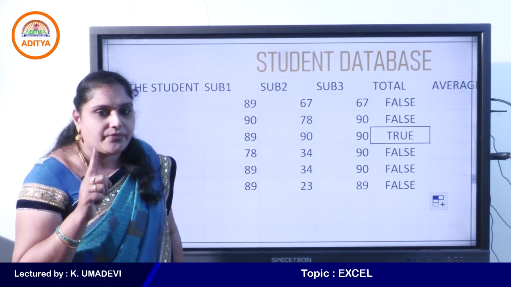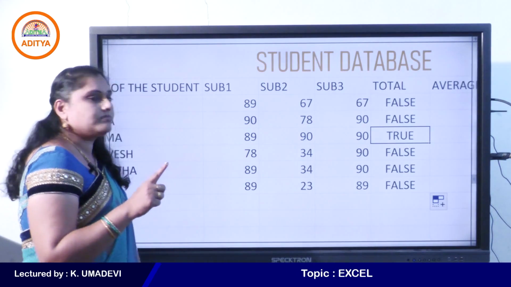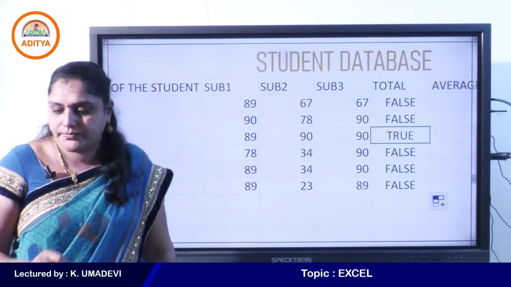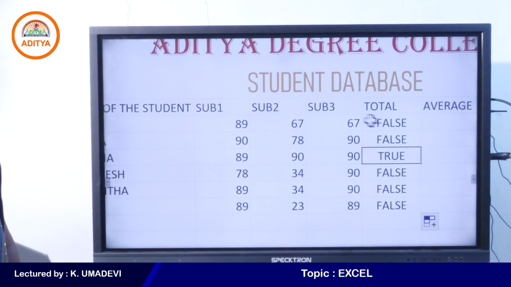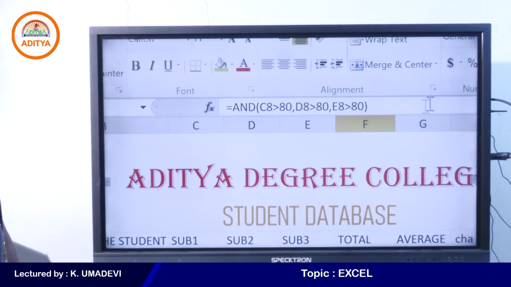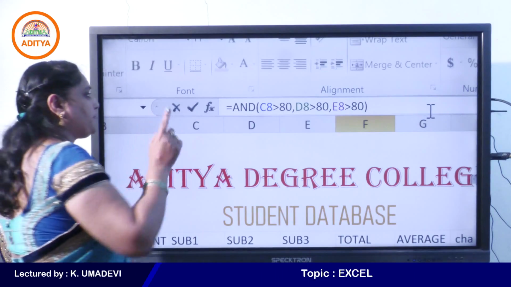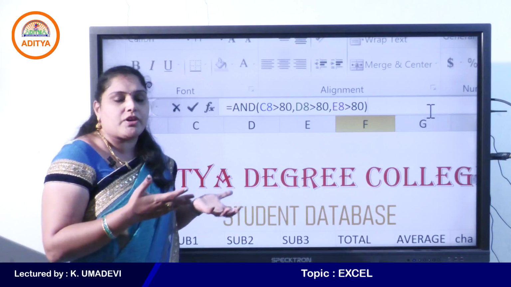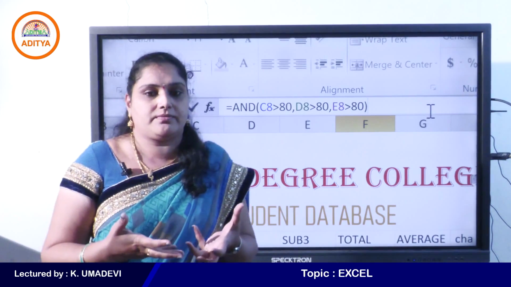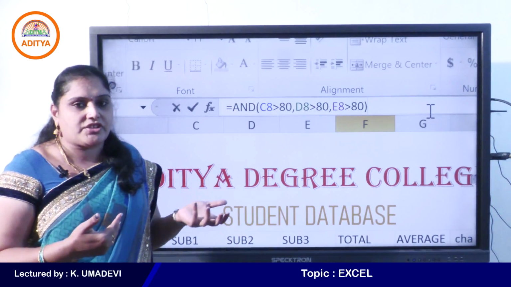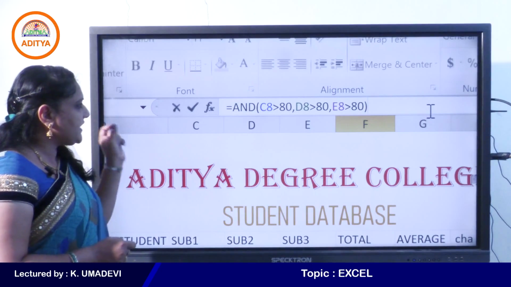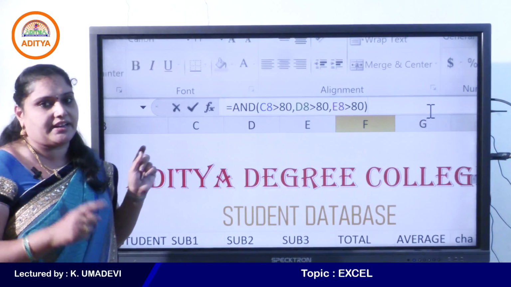Okay. So what is the use of AND function, students? So this is the formula. See, AND is used to test multiple conditions. That means we can enter more than one condition. If you want to check more than one condition, then we use AND function, but AND function directly returns either true or false. Okay, just observe these conditions: E8 greater than 80, D8 greater than 80, E8 greater than 80, right?